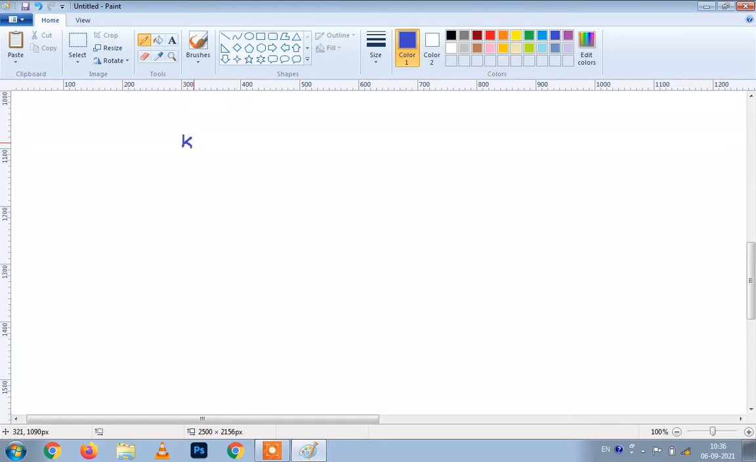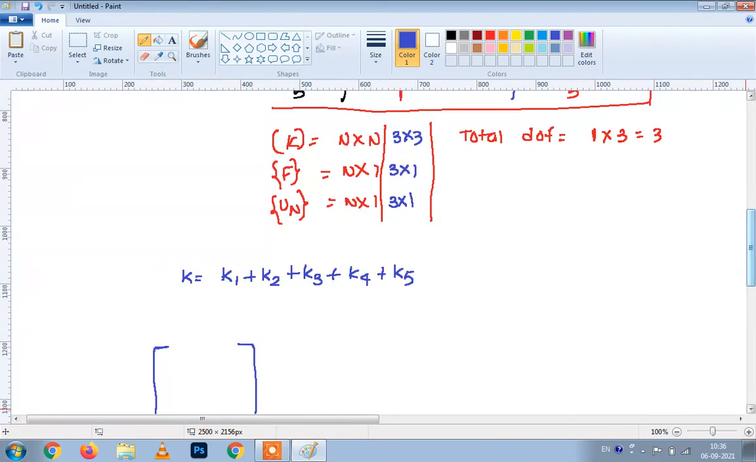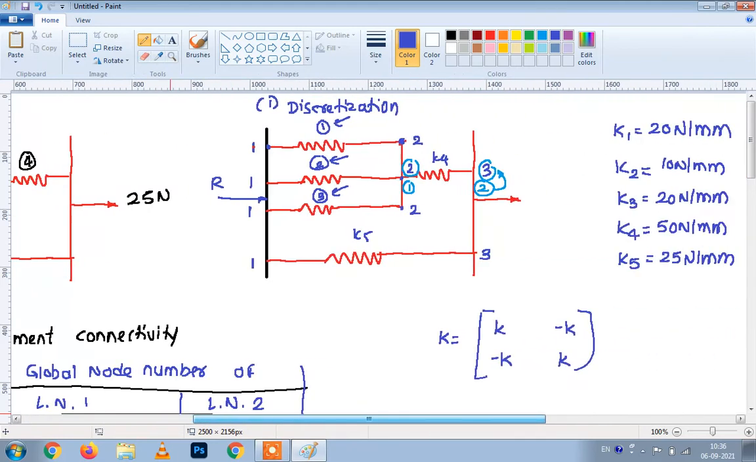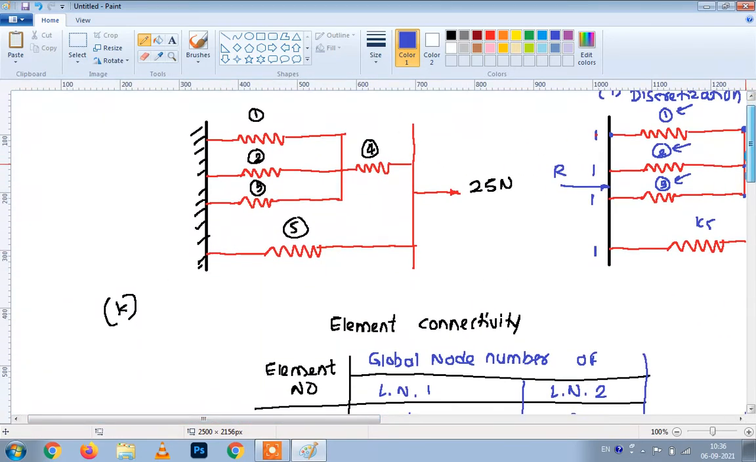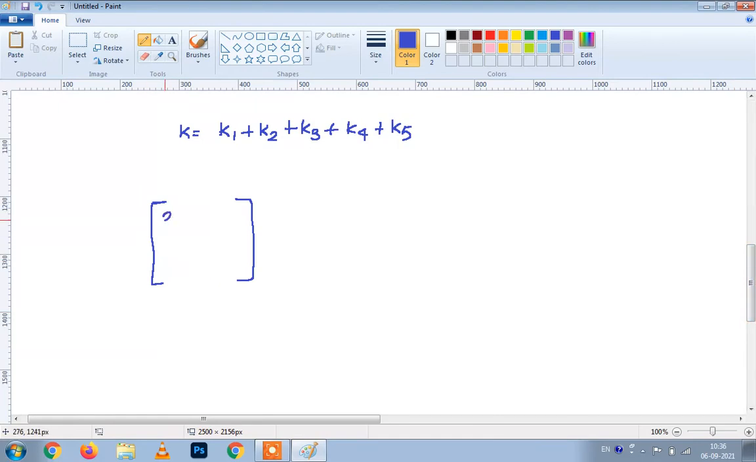How will we get the global stiffness matrix? K is equal to K1 plus K2 plus K3 plus K4 plus K5, as there are 5 different elements in this numerical. So, let's write down K1. The value of K1 for element number 1 is given in the numerical. See here, the values of K1 20, K2, K3, K4, K5. Please note down these values. So, K1 is 20. I am writing here 20, minus 20, minus 20, 20.